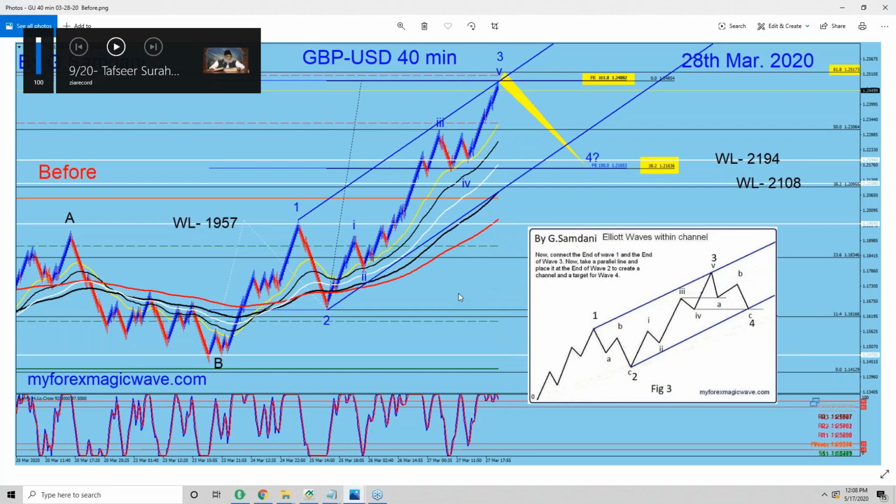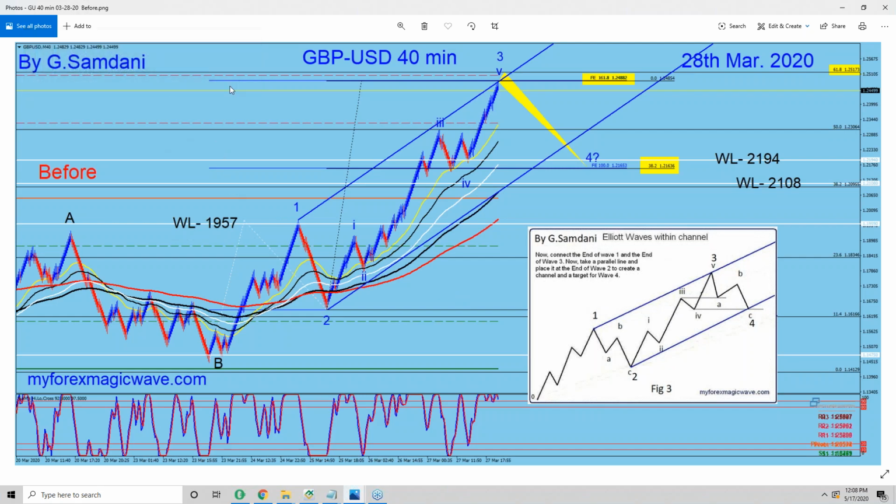In this video, I am covering the pound USD 40-minute chart, starting from March 28th, how I'm tracking and trading this pair, my analysis and my future predictions. So let's take a look. Pound USD 40-minute chart. I was always watching it, but this is where I want to start. A couple of months, that's fine.